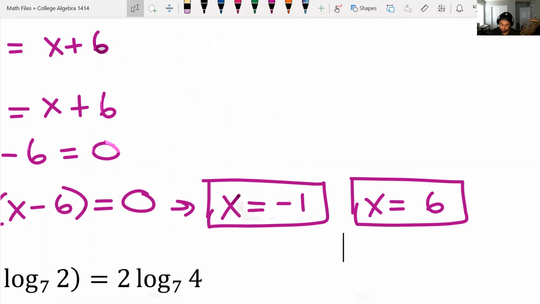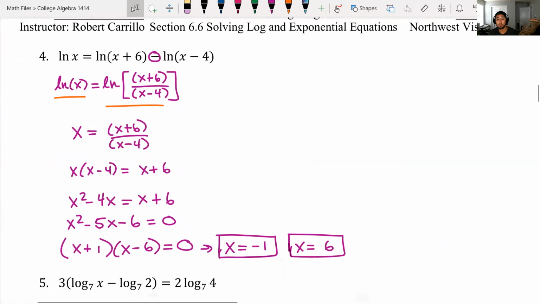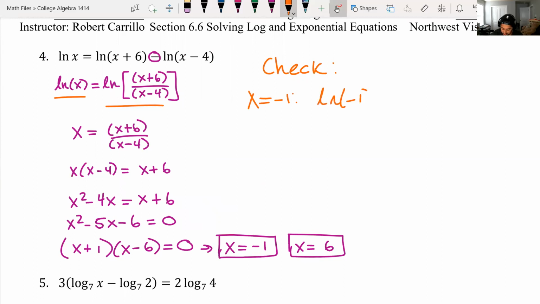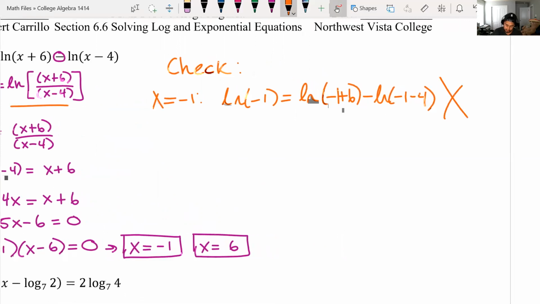Now check. Which one works? Which one's extraneous? So for negative 1, you'll get the natural log of negative 1 equal to the natural log of negative 1 plus 6 minus the natural log of negative 1 minus 4. All right, those red flags should be going off already, because right there, the natural log of negative 1. You can't take the natural log of a negative number. So this will not work out. No go. So this means that x equals negative 1 is out.